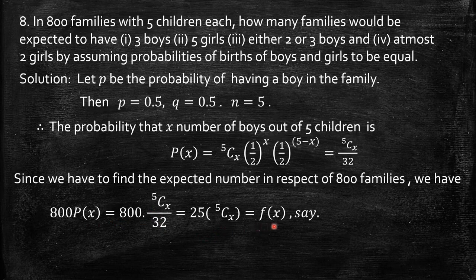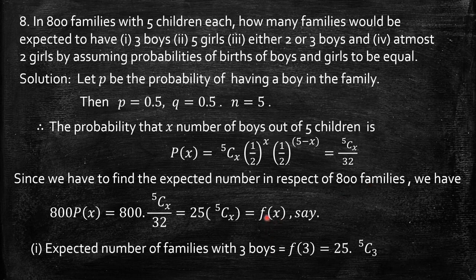So f of x means what? x number of boys out of 800 families. That means total number of families out of 800 families having x number of boys. So the first question, expected number of families with 3 boys, means f of 3, which gives 25 into 5c3. Simplify, that gives 250.